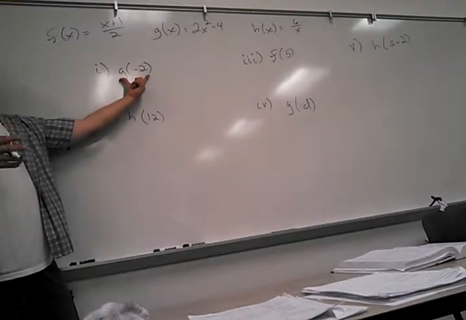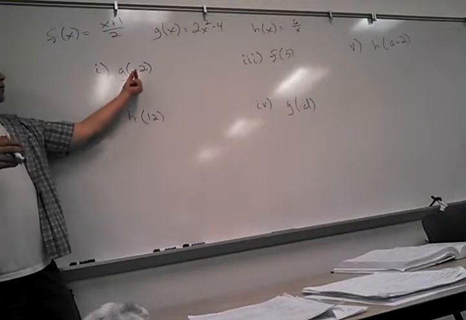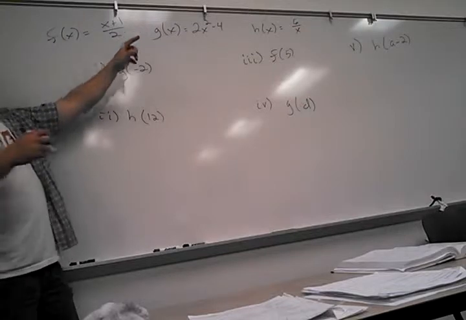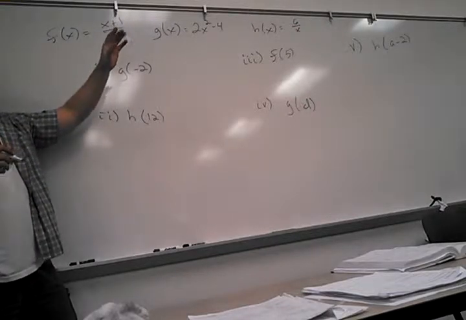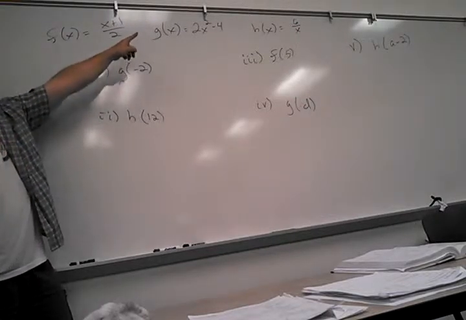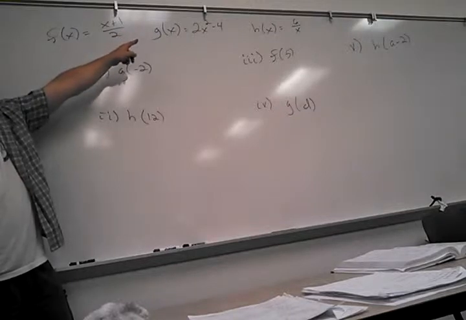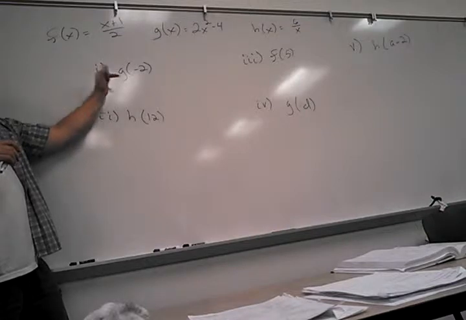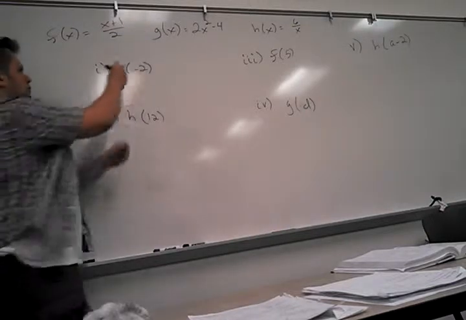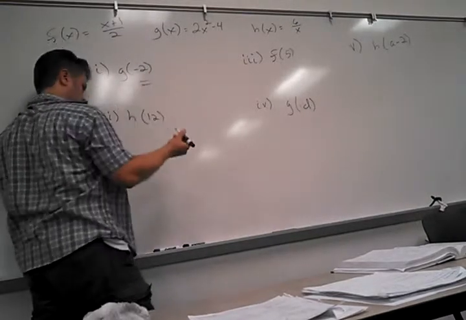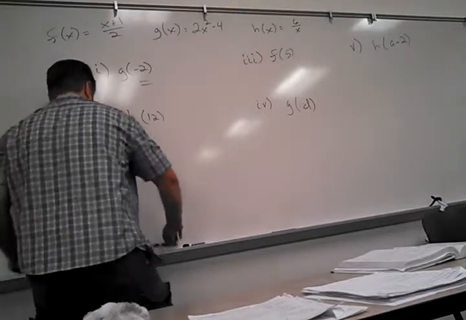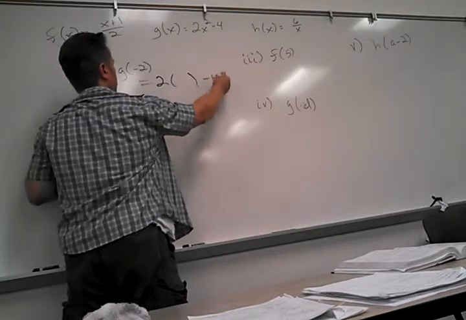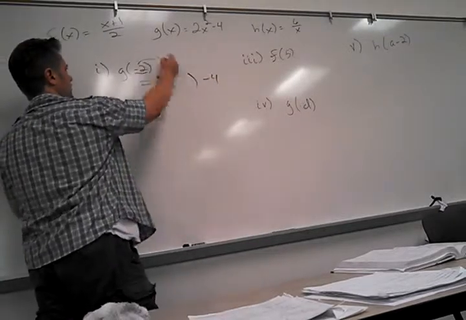Isn't that what that looks like? No, it's just where the X next to G is. Put the negative 2 into G. So what's G of negative 2? Oh, sorry. I mean, what's the G function? 2x squared minus 4. Right? And what do I want to make x now to do this problem? I want to put a negative 2 in there. Twice x squared minus 4. What do I want to put in there? Negative 2.